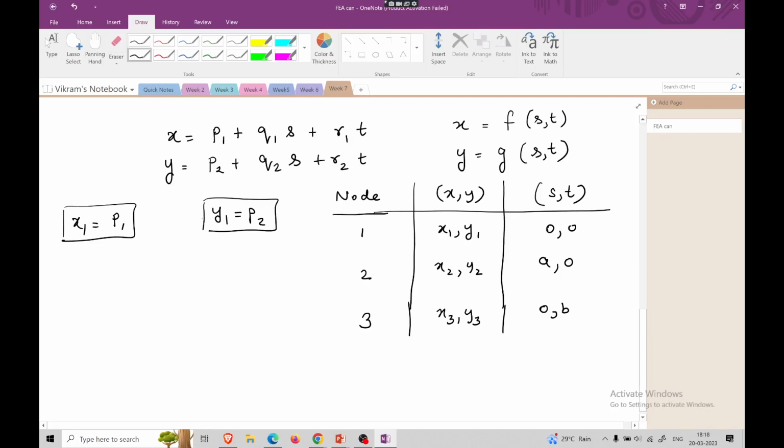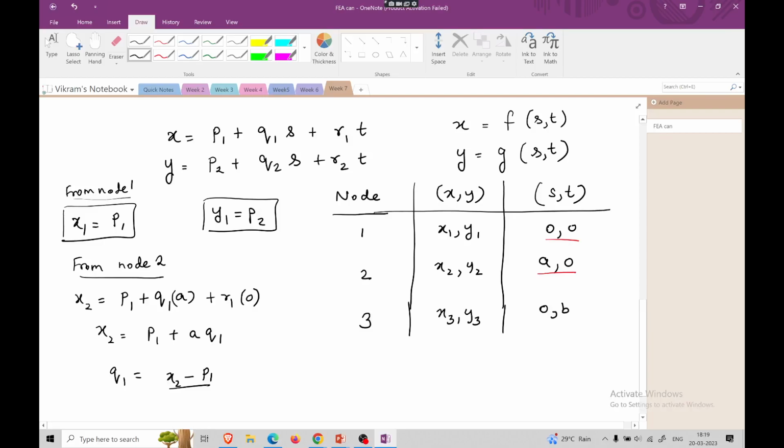From node 2, what is x2? p1 plus q1 times a plus r1 times 0. So last time I substituted this, now I am going to substitute this. So q1 times a plus r1 times 0. So my x2 will be p1 plus a times q1. So my q1 will be x2 minus p1 by a. So p1 was nothing but x1. So I write it as x2 minus x1 by a.